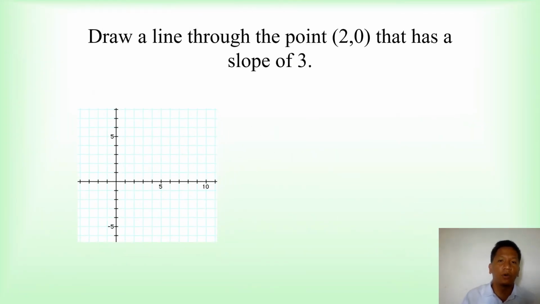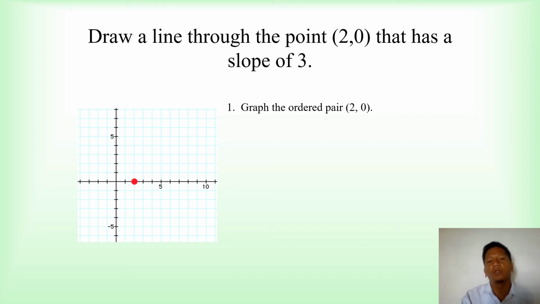Draw a line through the point (2, 0) that has a slope of 3. Yan naman ang given problem natin. Naintindihan? Hanapin naman natin yung line, or draw a line given the point and a slope of 3. First, graph the ordered pair (2, 0). Asan kaya ang (2, 0)? Yun. Nandun siya. Nakita niyo?